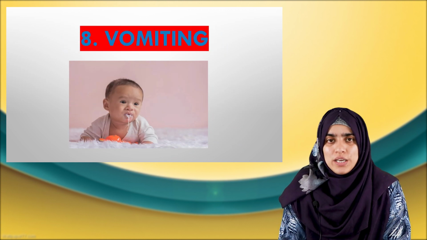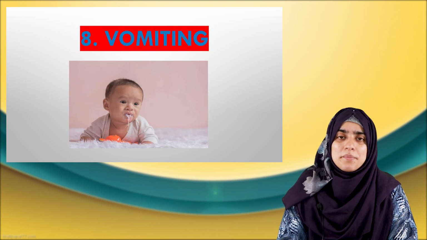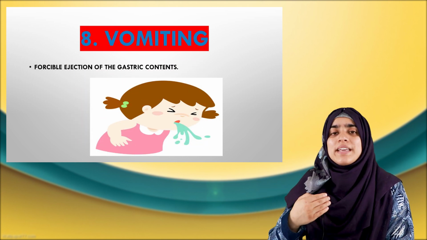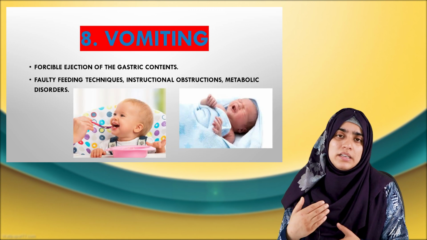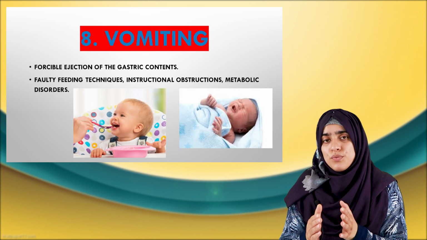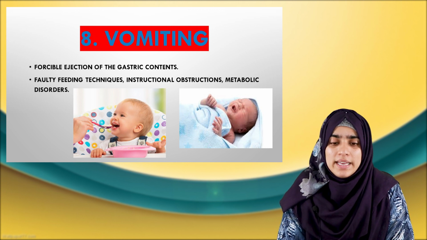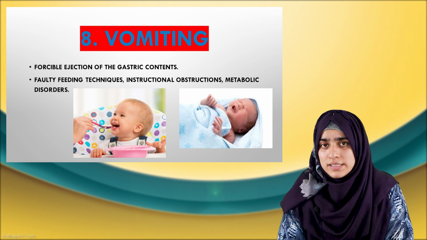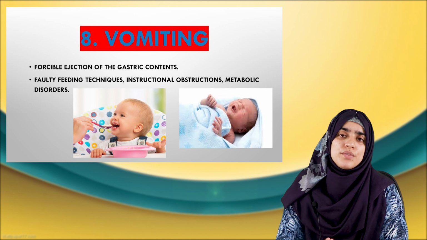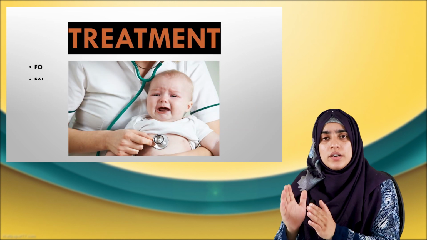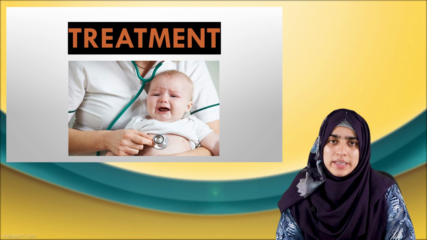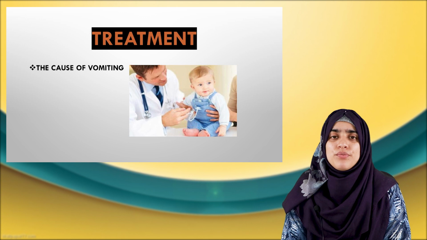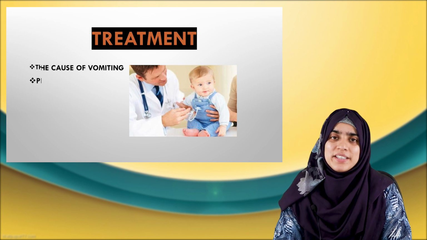The next condition we are going to talk about is vomiting in babies. As you know, vomiting is the forcible ejection of the gastric contents. It can be seen in babies due to faulty feeding techniques, as a result of intestinal obstructions, or due to some metabolic disorders. For the treatment, first of all, the cause of the vomiting is to be found, and accordingly the treatment is given.